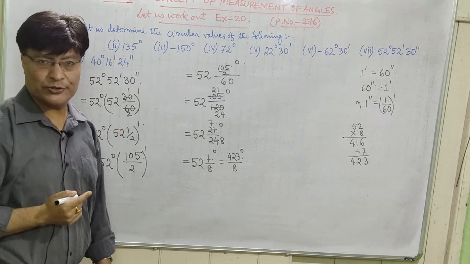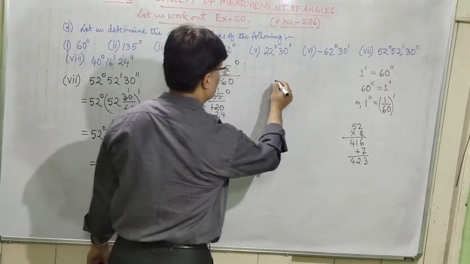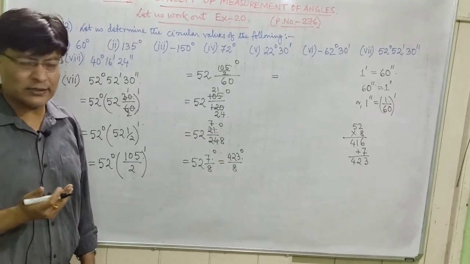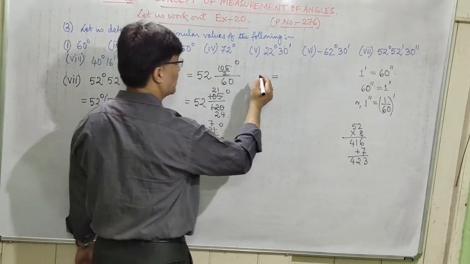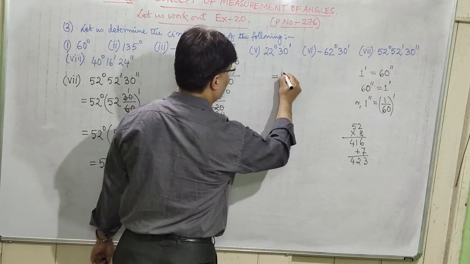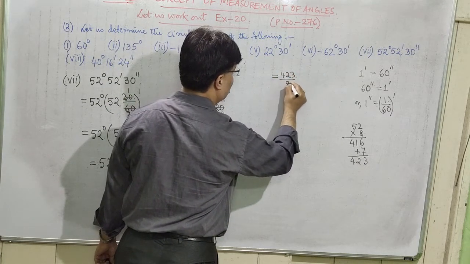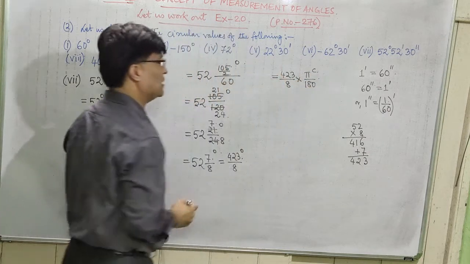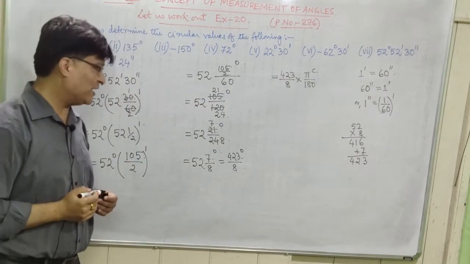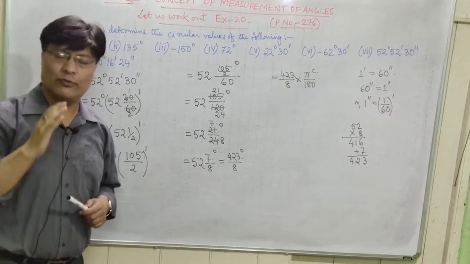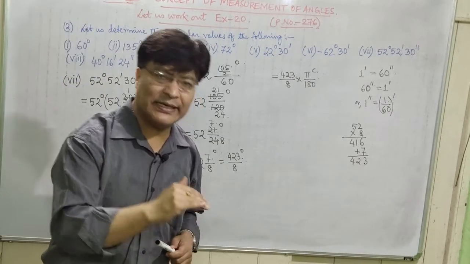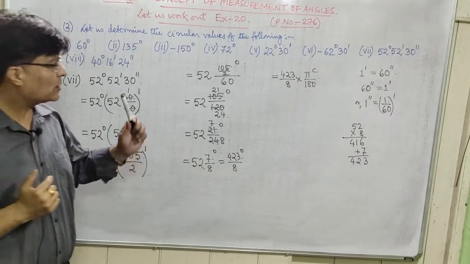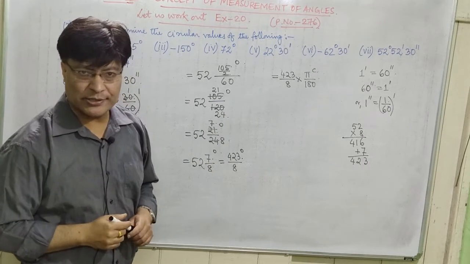Now you have to convert into radians. So now these degrees should be multiplied by pi by 180. I already told you about that, isn't it? So in this case, 423 divided by 8 should be multiplied by pi radian divided by 180. So it is converted into circular measure. Whenever you have to convert degree into radian, that degree should be multiplied by pi by 180. But you should not write the degrees, okay?